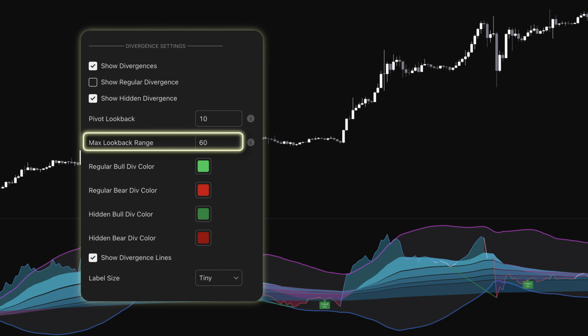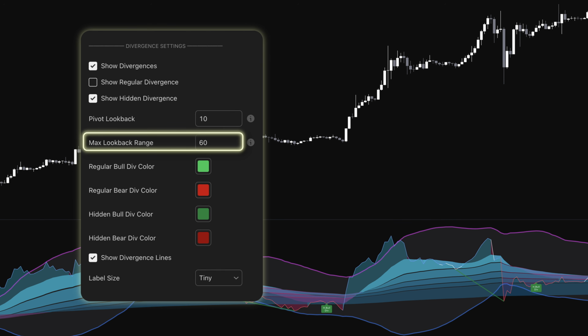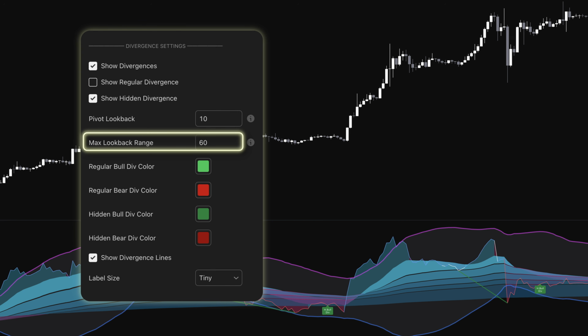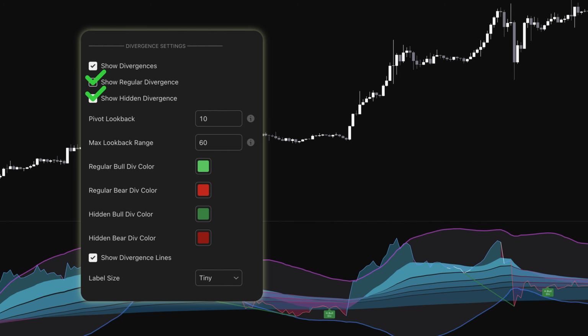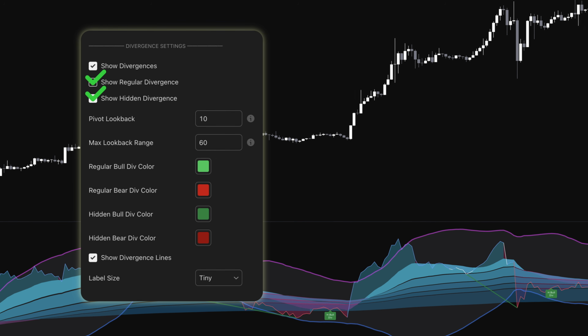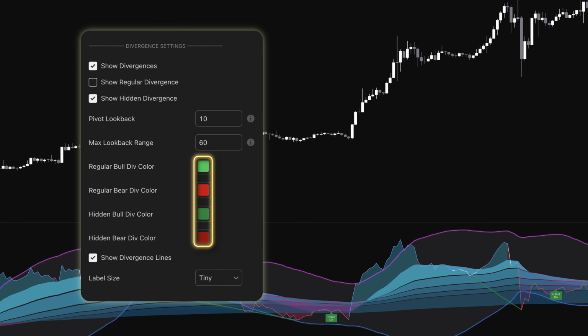Max lookback range defines the maximum bar distance allowed between two pivots for a divergence to be valid, filtering out comparisons that are too far apart to be meaningful. Regular and hidden divergences can each be toggled independently, and each type has its own color settings for both bull and bear signals.